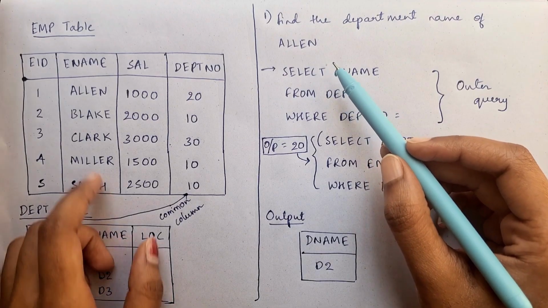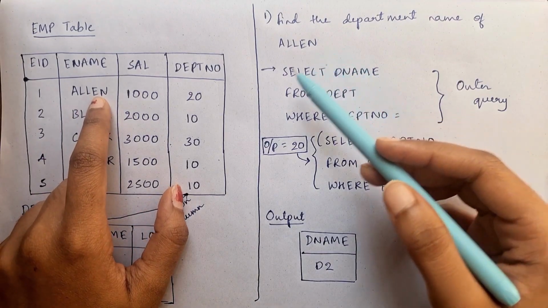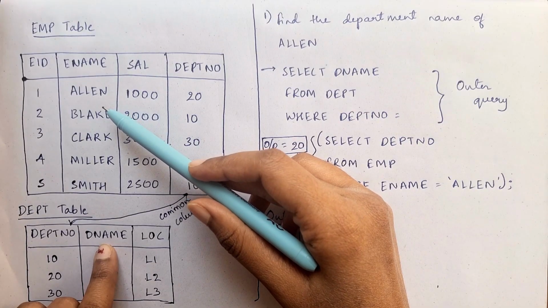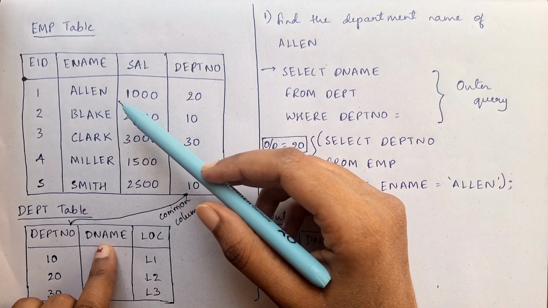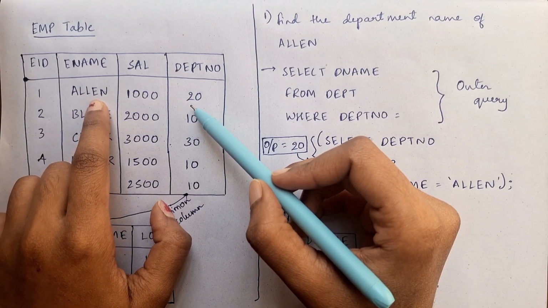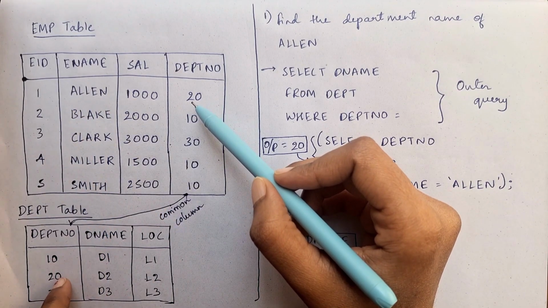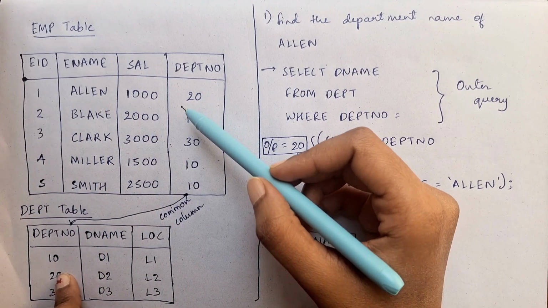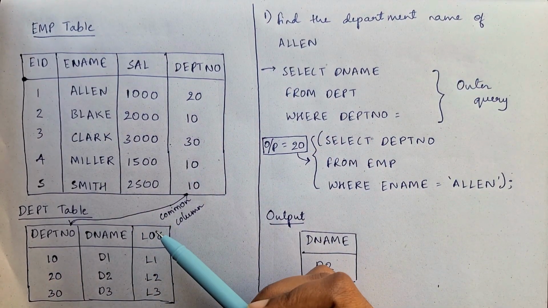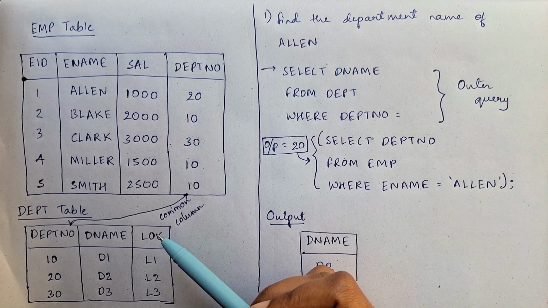The employee name Alan is present in the EMP table, but the department name is present in the department table. So first we need to find the department number of Alan and then use that department number to find the department name. And guys, this is the perfect situation to use a subquery.